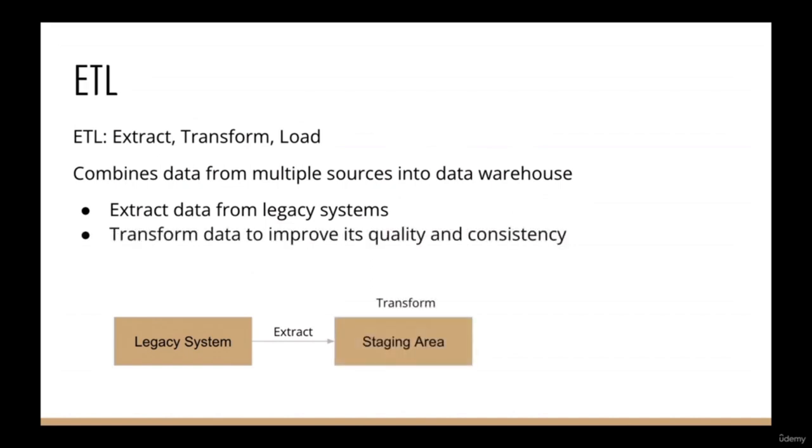So, transforming the data to improve data quality and establishing consistency. This happens in the staging area. The raw data undergoes data processing. Here, the data is transformed and consolidated for its intended analytical use case.